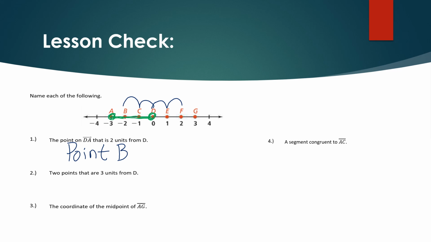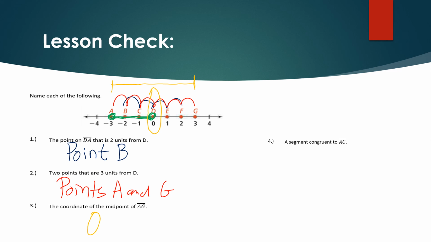For number 2, they're asking about 2 points that are 3 units away from D. So start with D, go 1, 2, 3, we get G. 1, 2, 3, we get A. So points A and G. And then for number 3, they're asking what are the coordinates of the midpoint of AG? So AG is over here. Where is the midpoint? It's going to be in the middle, which is point D, and has a coordinate of 0.